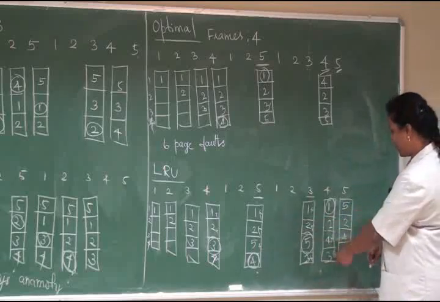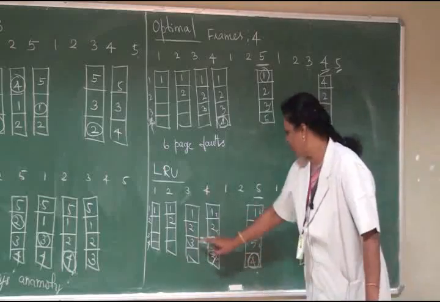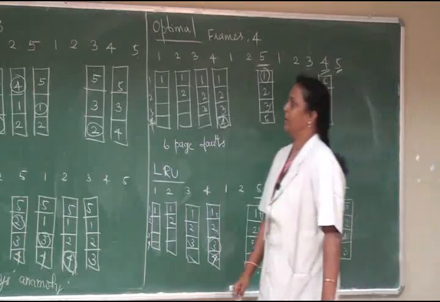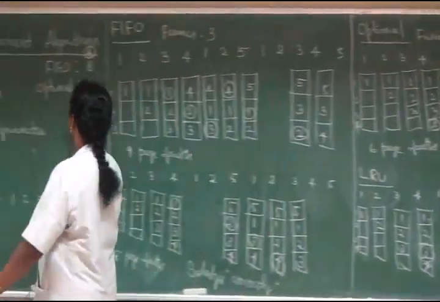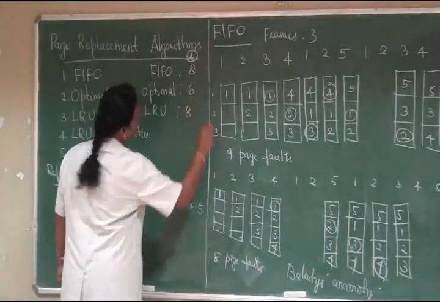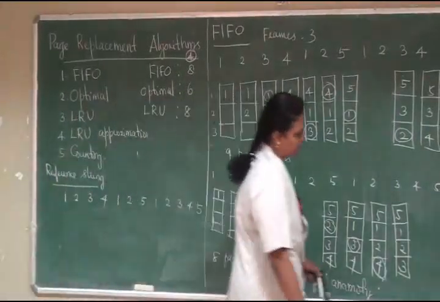So the total number of page faults occurred are 4, 5, 6, 7, 8. So 8 page faults have occurred. So for LRU, the total number of page faults occurred is 8.